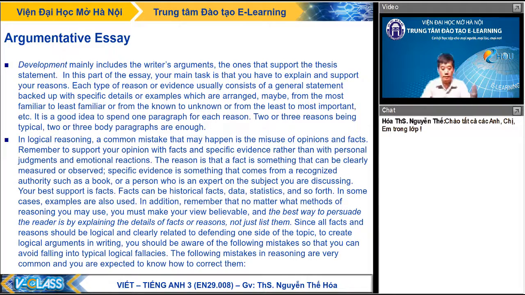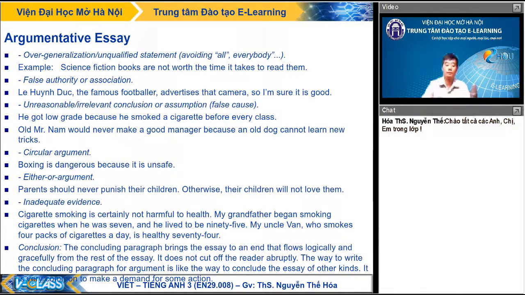Now, in writing an argumentative essay, especially in logical reasoning, try to avoid common mistakes that may happen in the misuse of opinion and facts. Remember to support your opinion with facts and specific evidence. It is better for you.